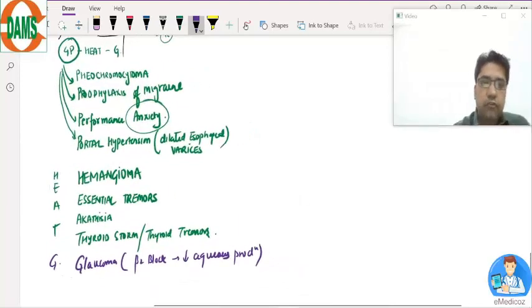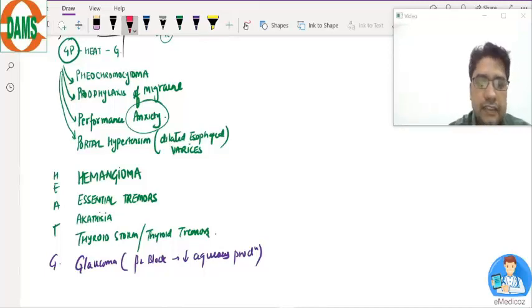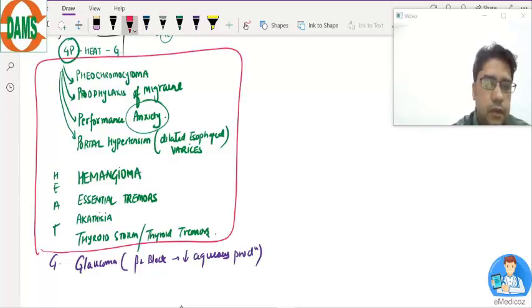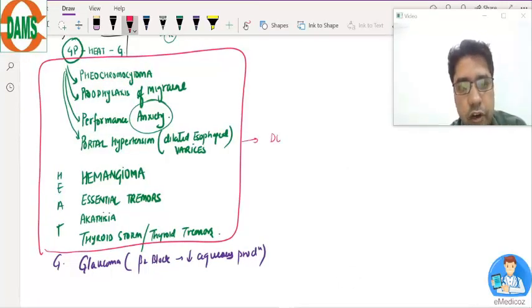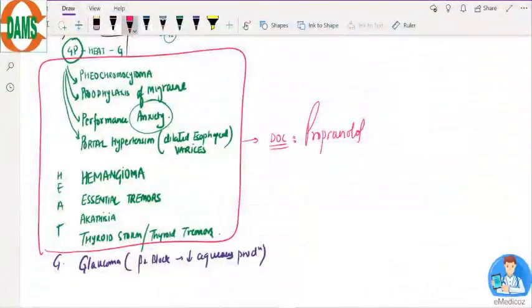Now, what is the drug of choice for all these conditions, except glaucoma? The drug of choice for all these conditions is propranolol.